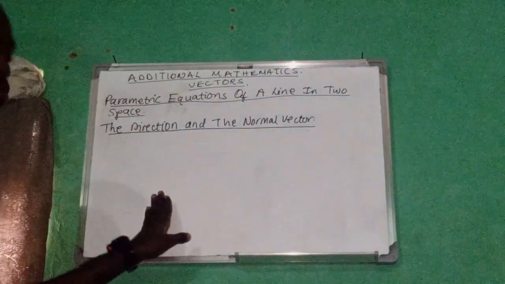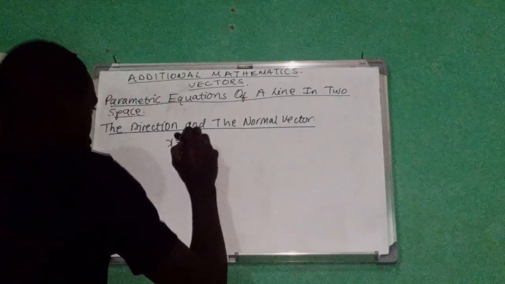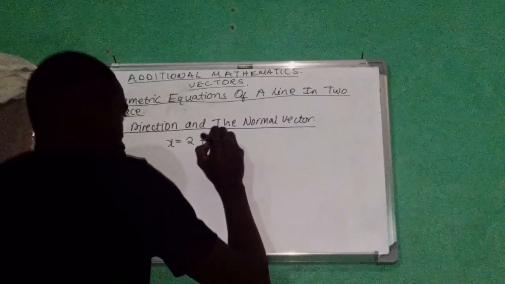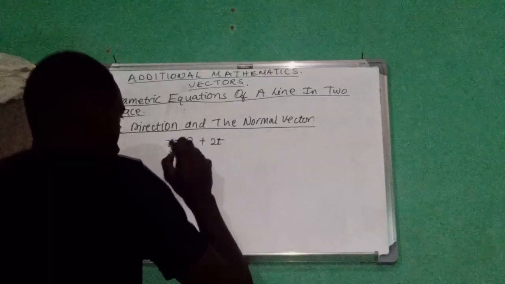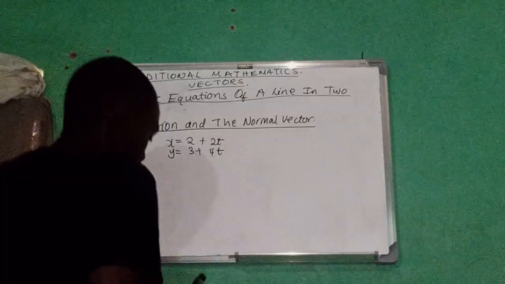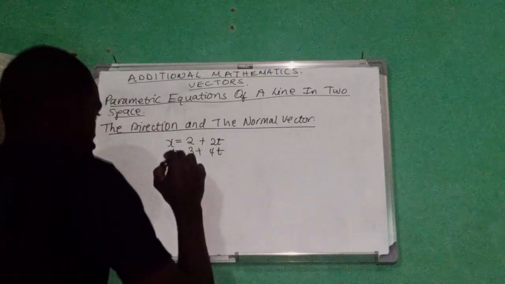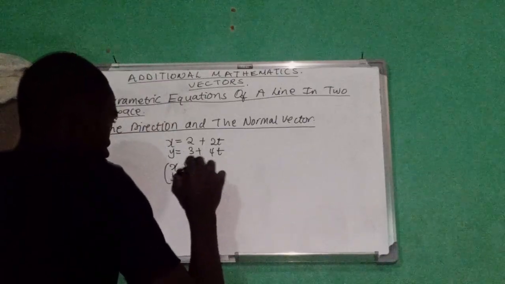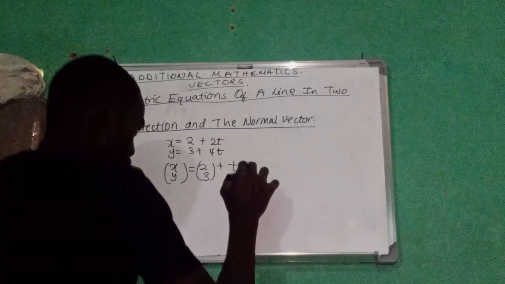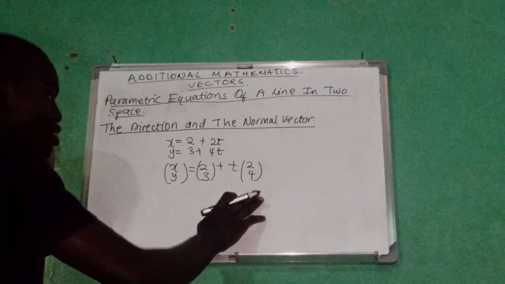There is something we call the direction vector. Given the parametric equation, x is equal to 2 plus 2t, y is equal to 3 plus 4t. From this parametric equation, we can extract a vector equation giving us (x, y) is equal to (2, 3) plus parameter t times (2, 4). This part where the t is, this is called the direction vector.